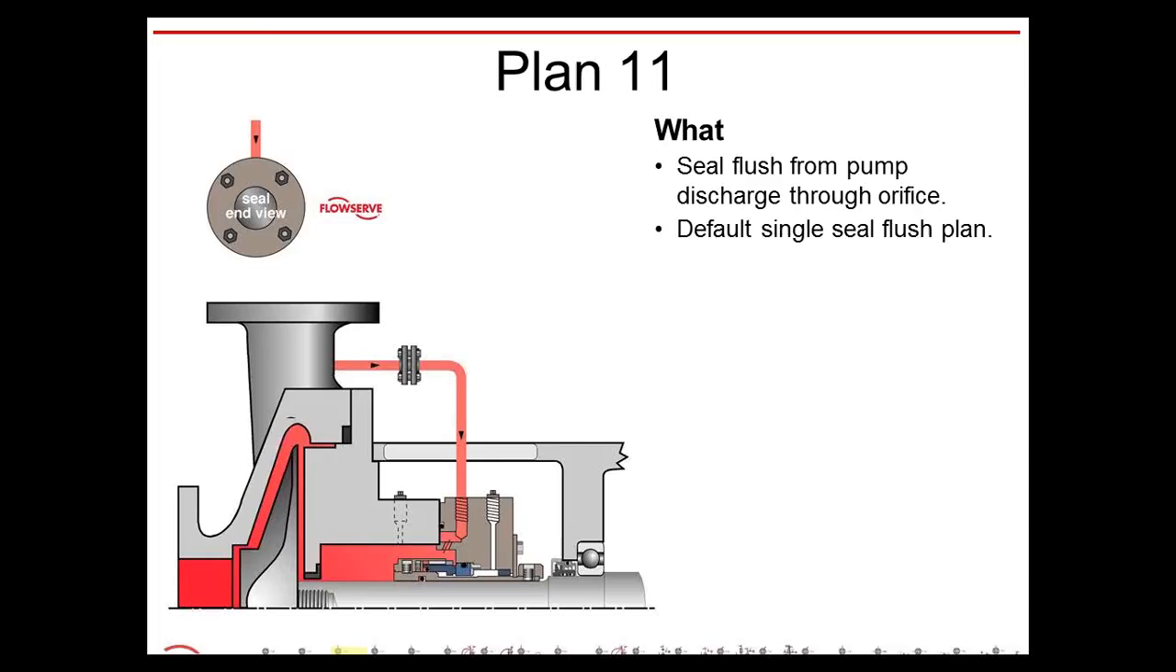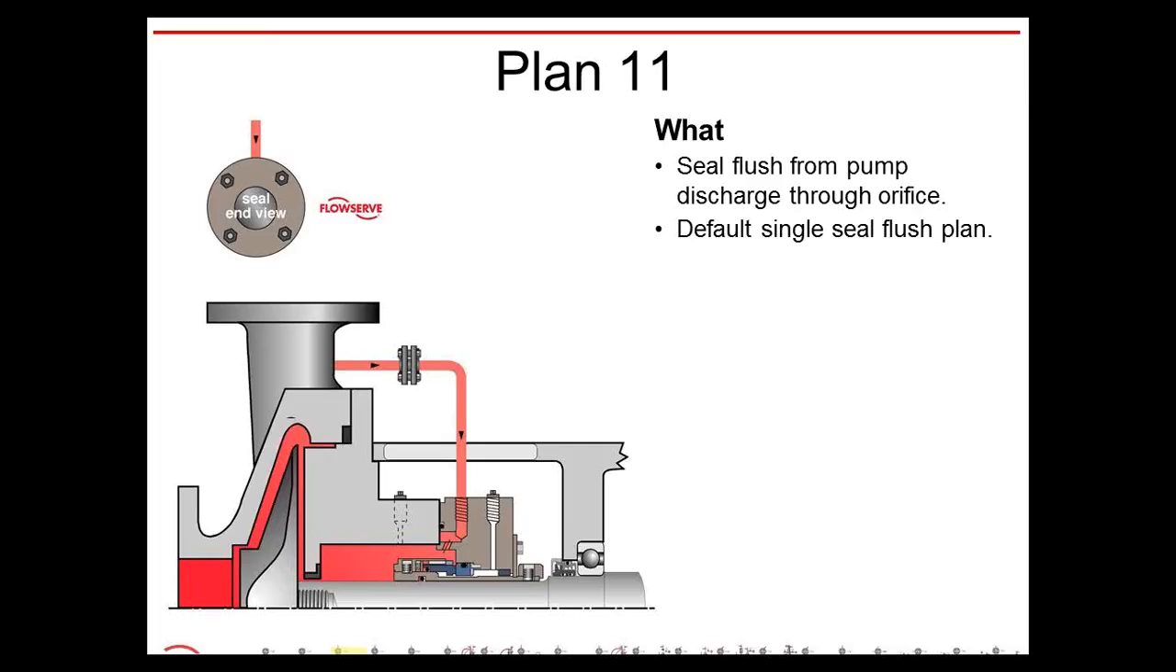Very simple. It's a seal flush from the discharge of the pump into the seal through an orifice. The orifice is very important. The orifice allows you to control the amount of flow going into the seal system itself. If there's too much flow, the velocities are too high, and it'll actually cause turbulence inside the seal chamber right near the seal, and that is not favorable for good reliability. It can move the seal around and it can cause a failure. So you want to be able to slow the fluid down.